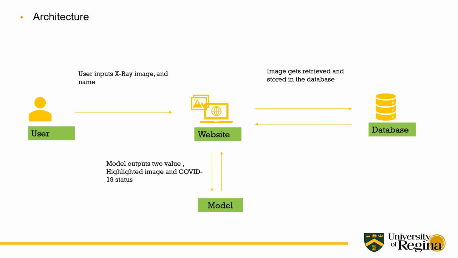This is the architecture of our application. You can also call it a high-level functional diagram. As you can see, there is a user, a website, a database, and a model. Here the user can input their image and name to our website. The website calls our machine learning model, and it outputs two values: one is the highlighted image and the other is the COVID-19 result. And also the website will connect with the database to retrieve and save the images.